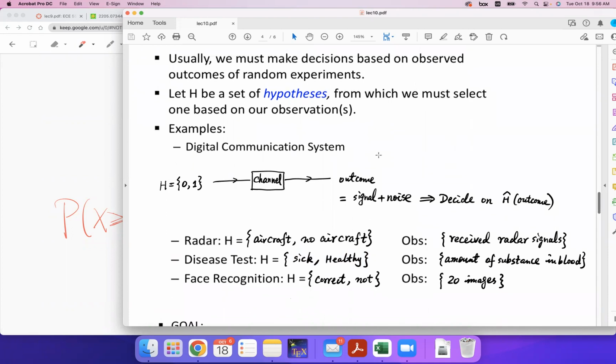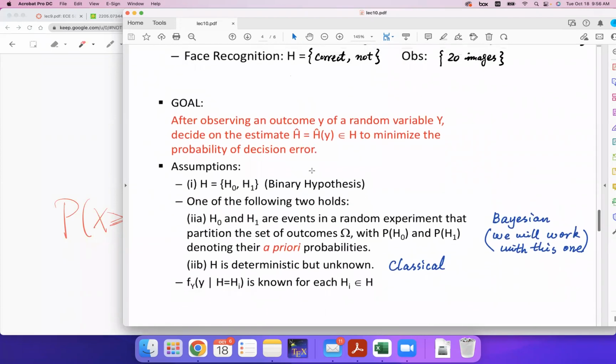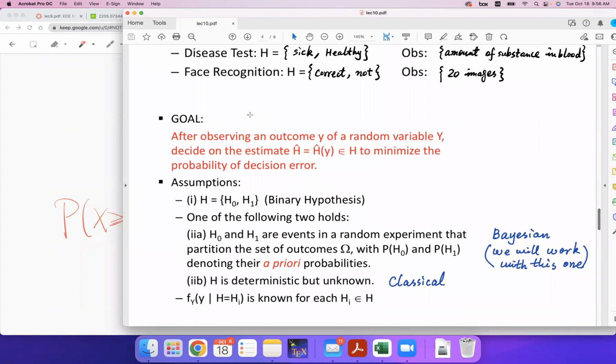And there are many ways to develop such a hypothesis testing framework. It turns out that the most widely accepted framework is based on probability. So we model everything with random variables, and we perform hypothesis testing using probabilities. So this is what we are going to develop here.